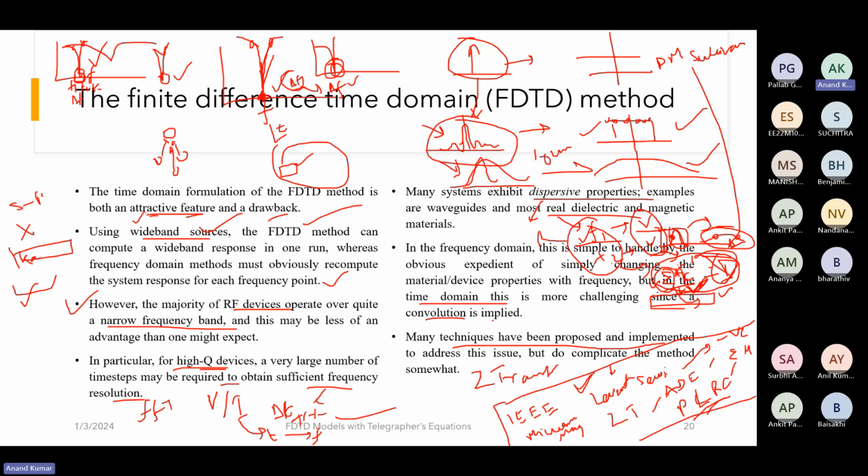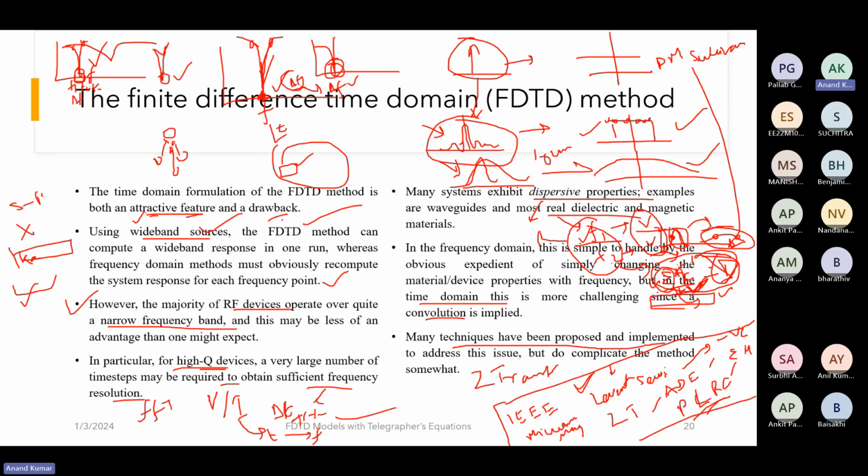So any questions on what we discussed now? Hello. Yes, this is Sudev. Yeah, this relationship between quality factor and time step is not really clear. Can you just explain it again?